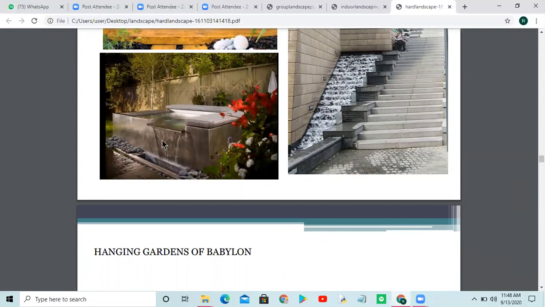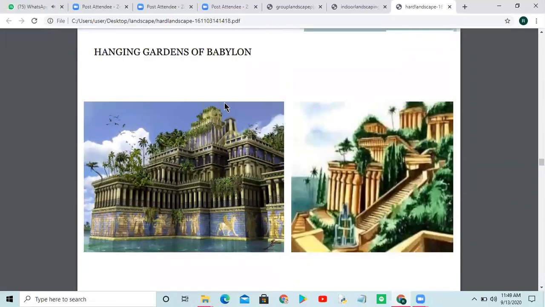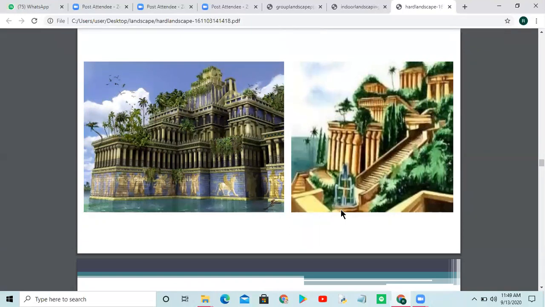This kind of water always gives you a positive feeling. Again, the hanging gardens of Babylon and all, water has been used. Water is a natural element, and it has been used in earlier times also.